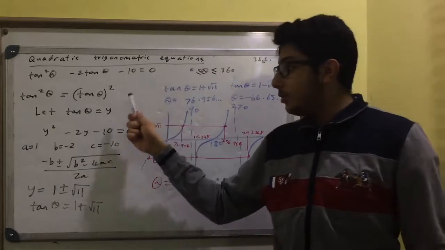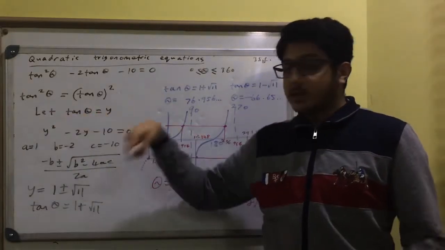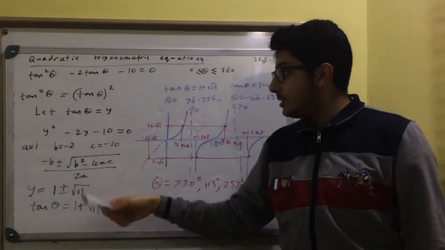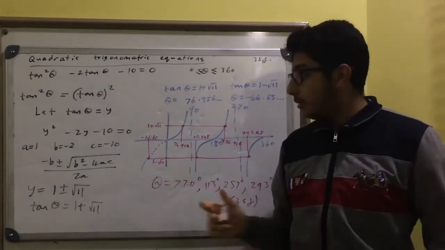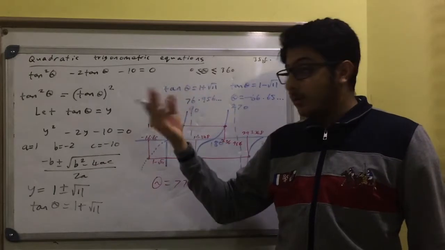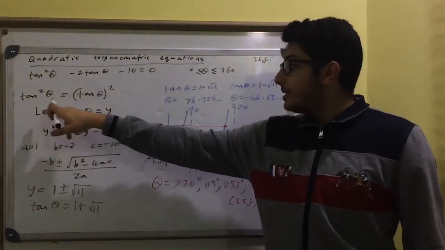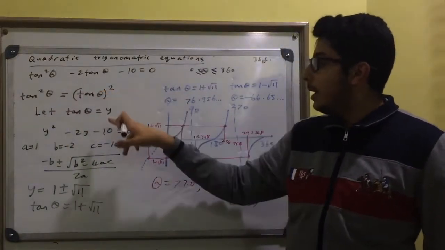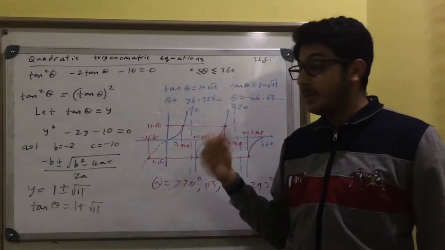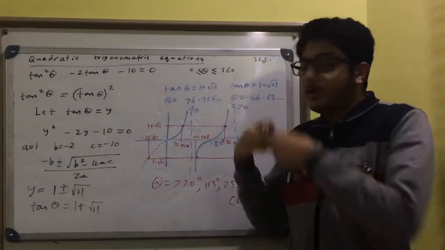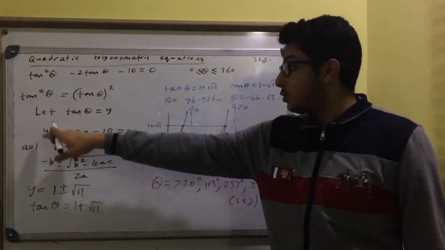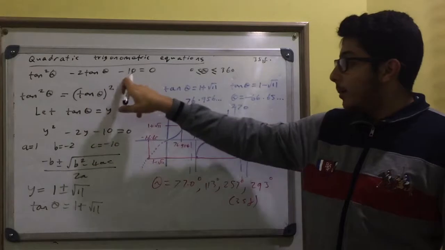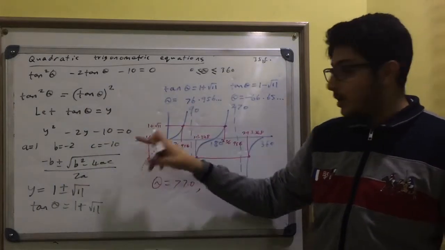So, first thing you need to know is that tan squared theta or sine squared theta or cosine squared theta all just mean that trigonometric function all squared. It's just another way of writing it down. So let's let tan theta be y, because then it's going to make things a lot easier for us, because we can visualize it as just another quadratic equation. So now it's just y squared minus 2y minus 10 is equal to 0.